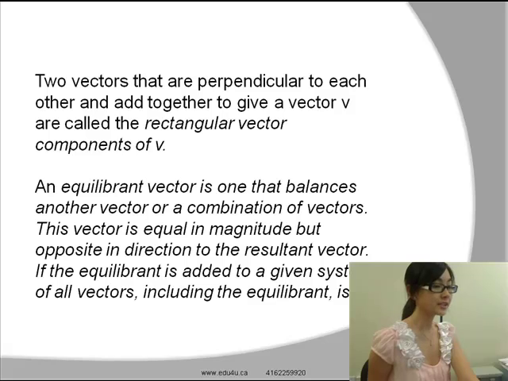An equilibrium vector is one that balances another vector or a combination of vectors. This vector will be equal in magnitude but opposite in direction to the other vectors, so as a result, the addition of all the vectors will be equal to 0, and we will have an equilibrium.